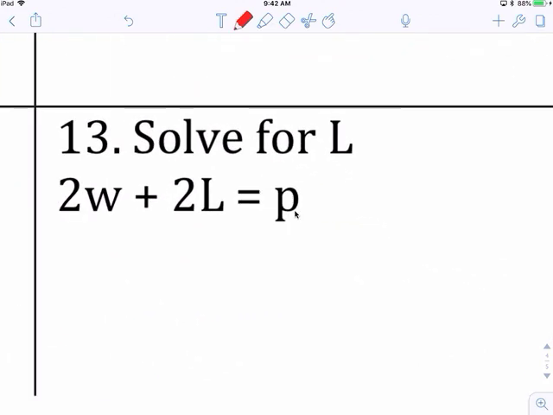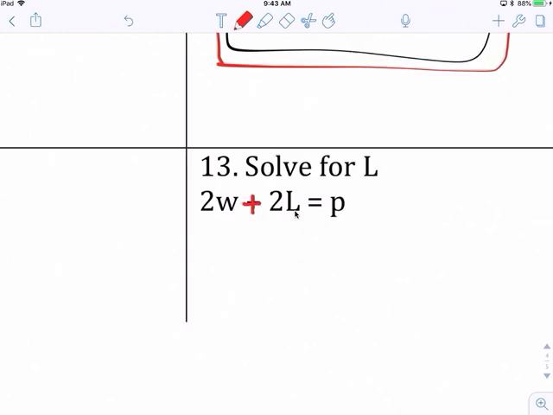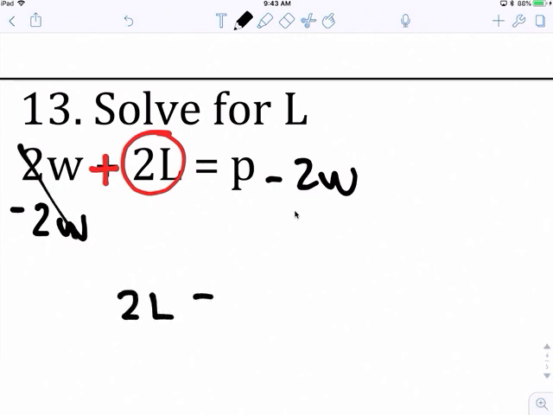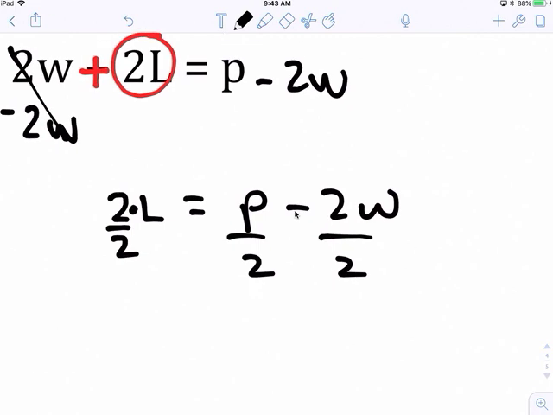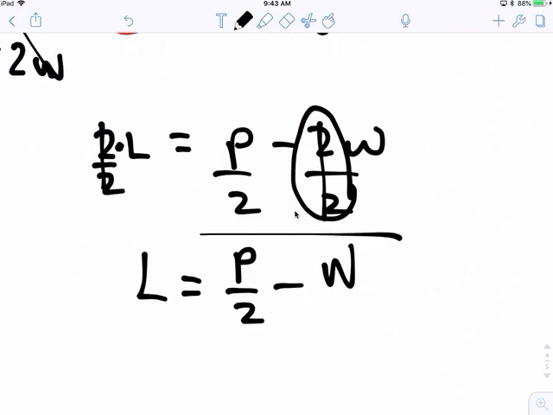Here, solve for L. It's a plus, so you need to make 0 first. See, notice we didn't make 0 to here because there's no plus sign. Here, there's a plus sign, you need to make 0. Leave this alone because it's L, so you minus 2W. 2L equals P minus 2W. To solve for L, this is times, so you divide by 2 to all of them. L equals P over 2 minus 1 times W. It's just W. And that's your answer right there.